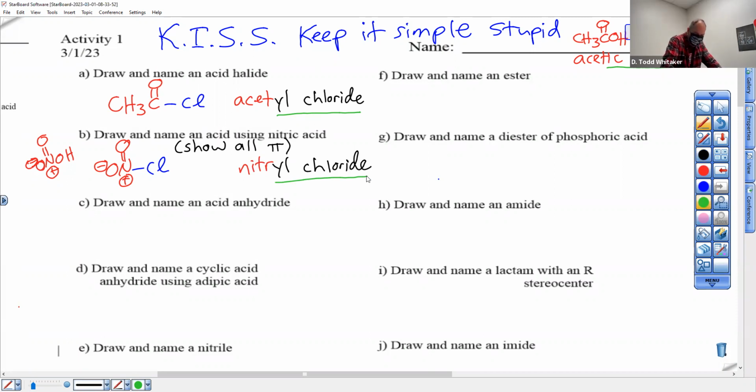And acid anhydride, I'm going to make both parts of the anhydride symmetric, both from acetic acid. It didn't say draw an asymmetric anhydride. See how there's two acetic acids in there? Acetic acid becomes acetic, sorry. It's still got its O, right? Acetic anhydride. Oops. Anhydride.